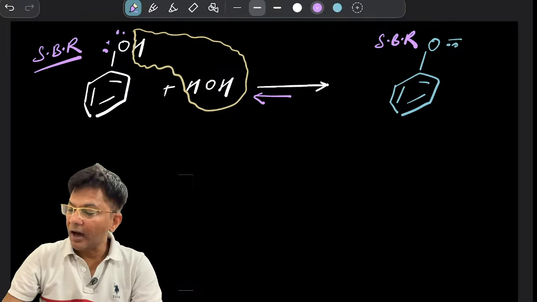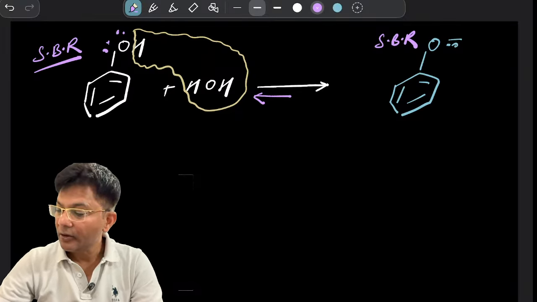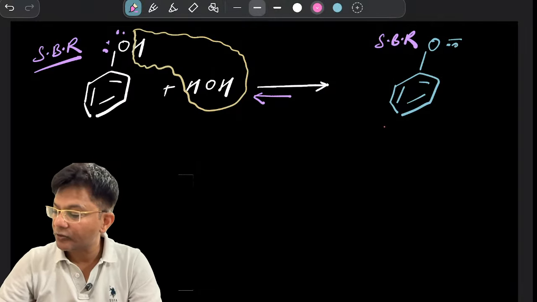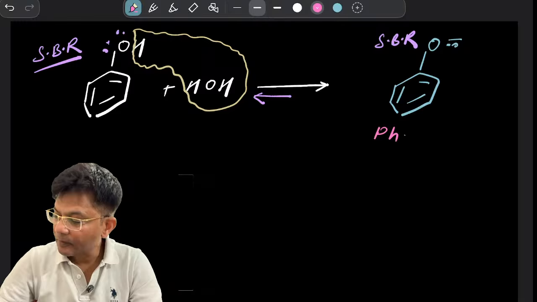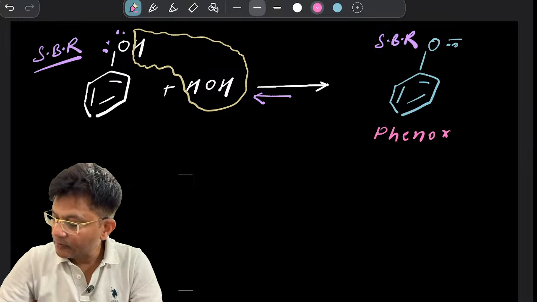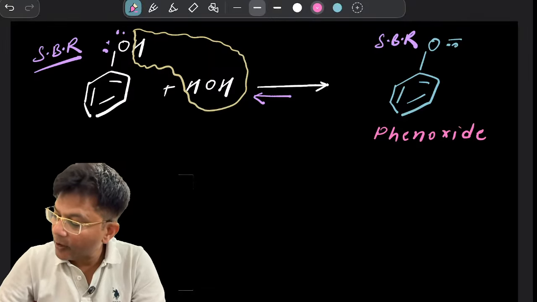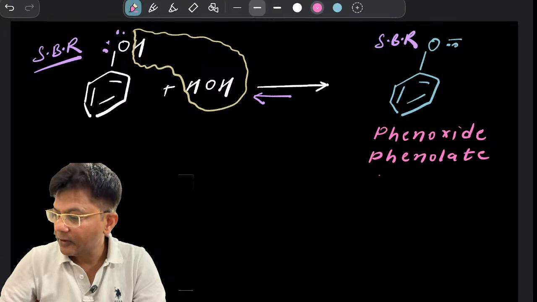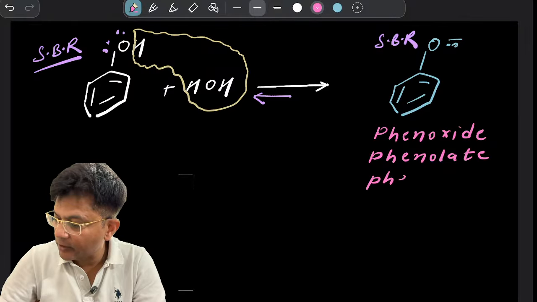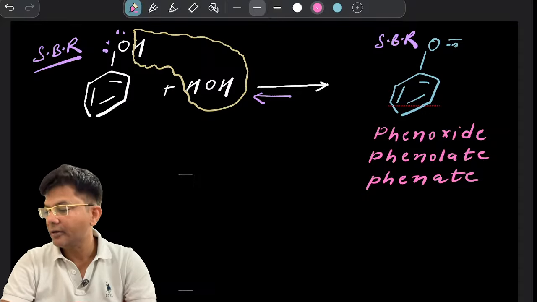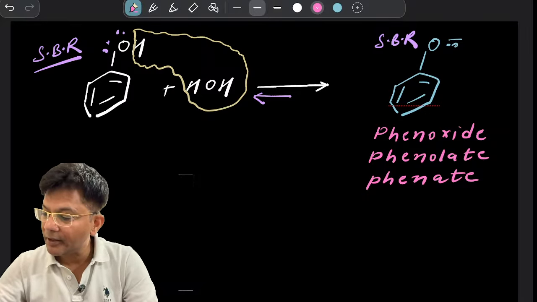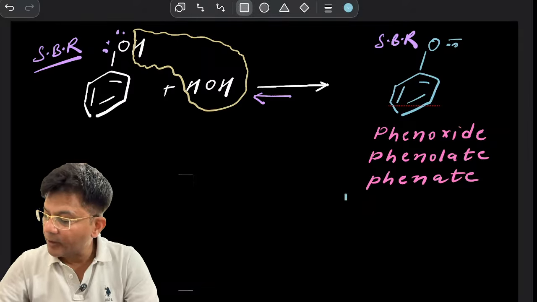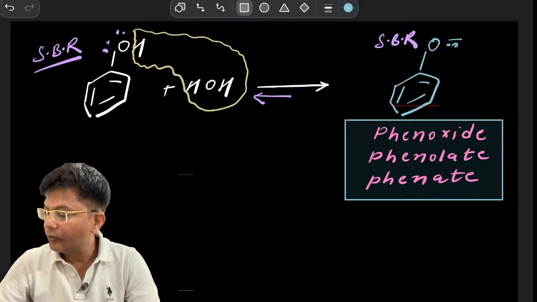Now, both are stabilized by resonance. First of all, let me tell you its other names. It is phenoxide. Another name, kids, is phenolate. Another name is phenate. There are three names for this compound: phenoxide, phenolate, phenate. Remember these three names, kids. The examiner can give you any name in the paper and you will get trapped.